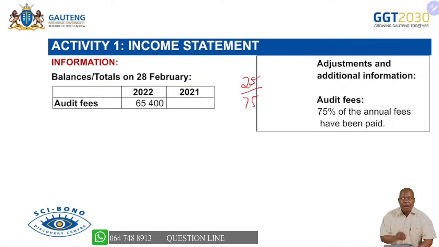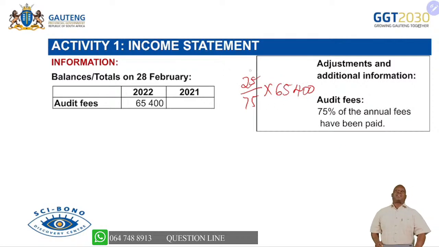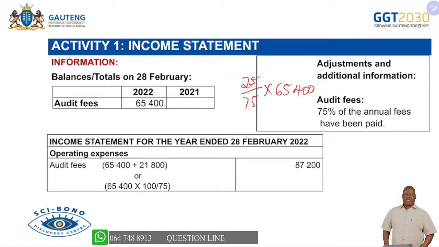Why 75? Because that's what we are given. And then we multiply this by 65,400. Now, this gives us the 25% that we are looking for. First step. So, audit fees, I'm saying, we are always owing our auditors. They don't owe us. So, we want to know how much we are owing them. And what do we do? The amount owing, we add it on to 65,400. Done. Nothing else.